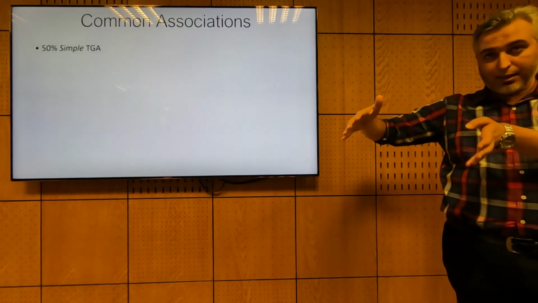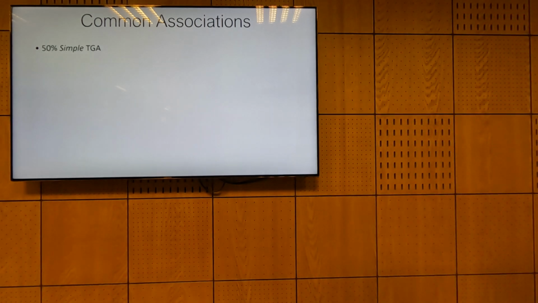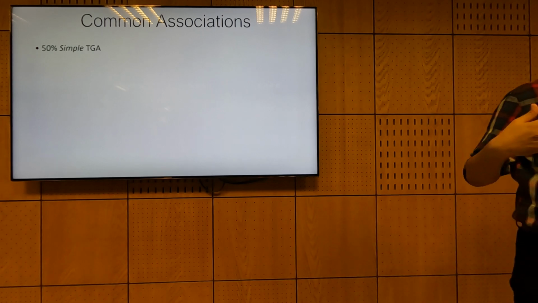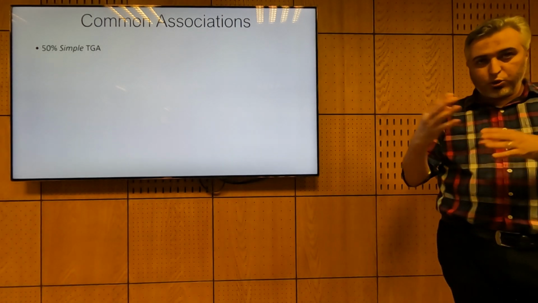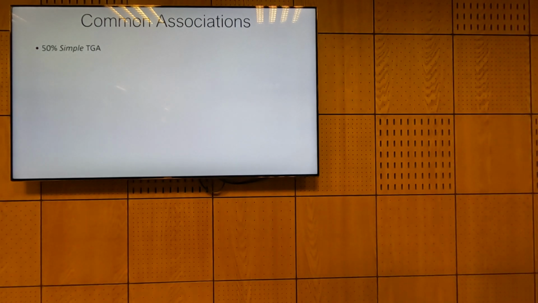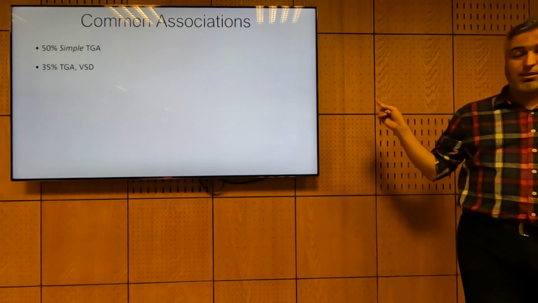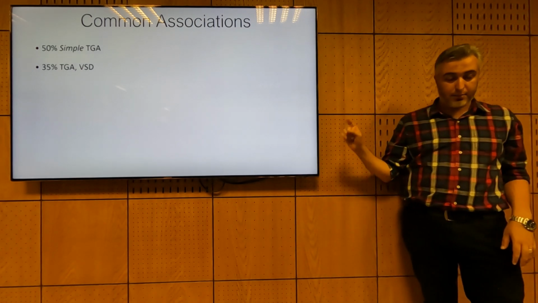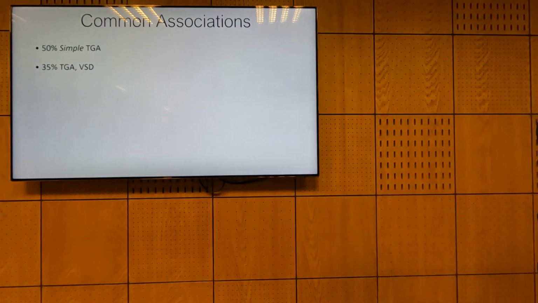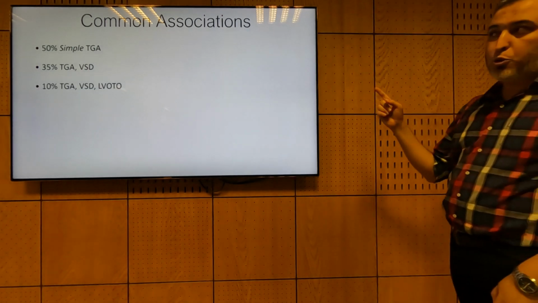The other half of TGA have common associations. They are so common that we need to describe them because they do affect the pathophysiology, presentation, and the management of these patients. So about one third of patients have a VSD, a communication between two ventricles. About 10%, in addition to the VSD, will also have LVOT structure.